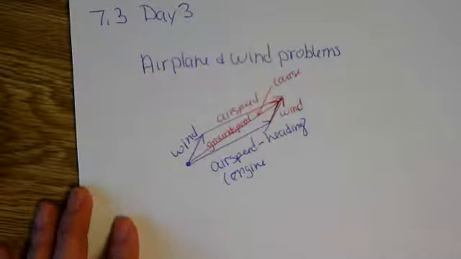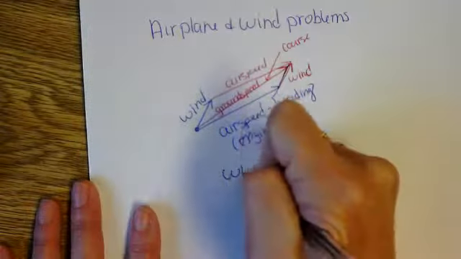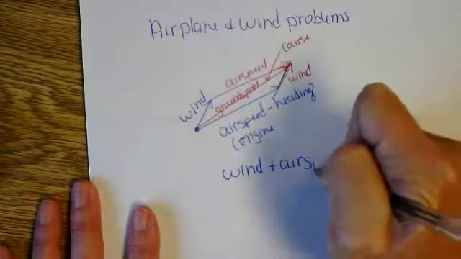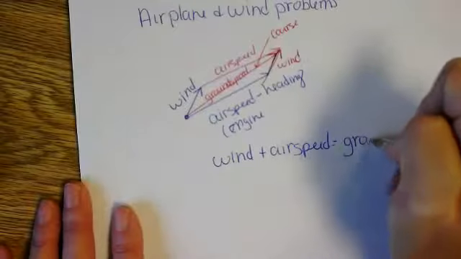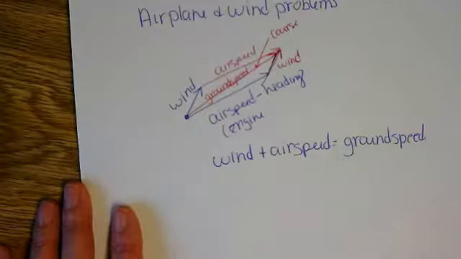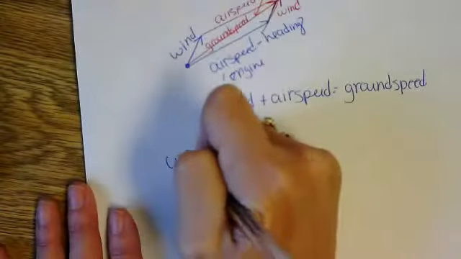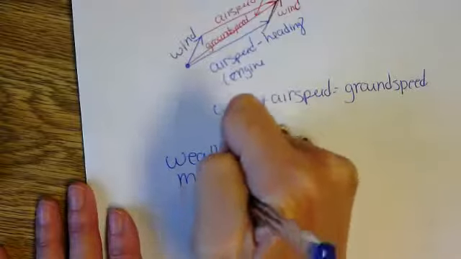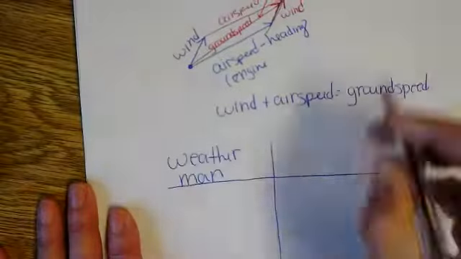So let me just say that here first. Wind added to airspeed is equal to ground speed. But we have to talk wind first. The way the weatherman describes the wind, you're going to see, is actually just the opposite of the physics that's happening.